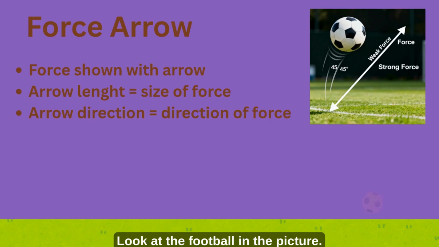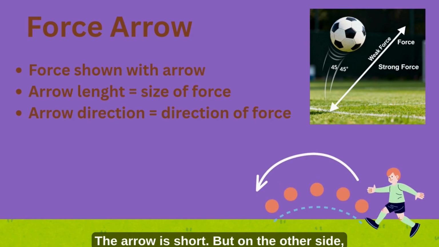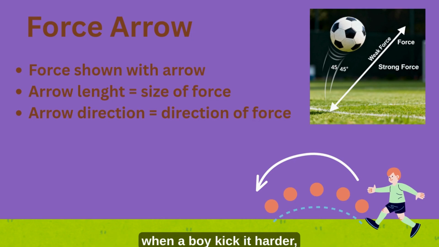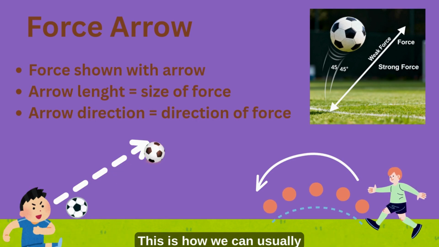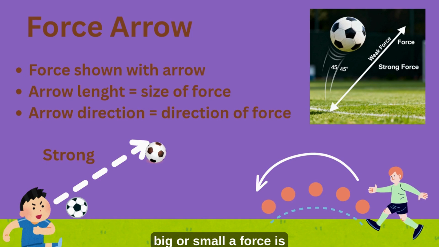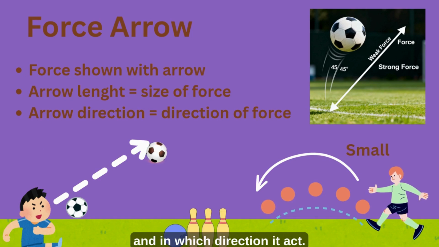Look at the football in the picture. When the boy kicks it gently, the arrow is short. But on the other side, when a boy kicks it harder, the arrow becomes longer, showing a stronger force. This is how we can understand how big or small a force is and in which direction it acts.